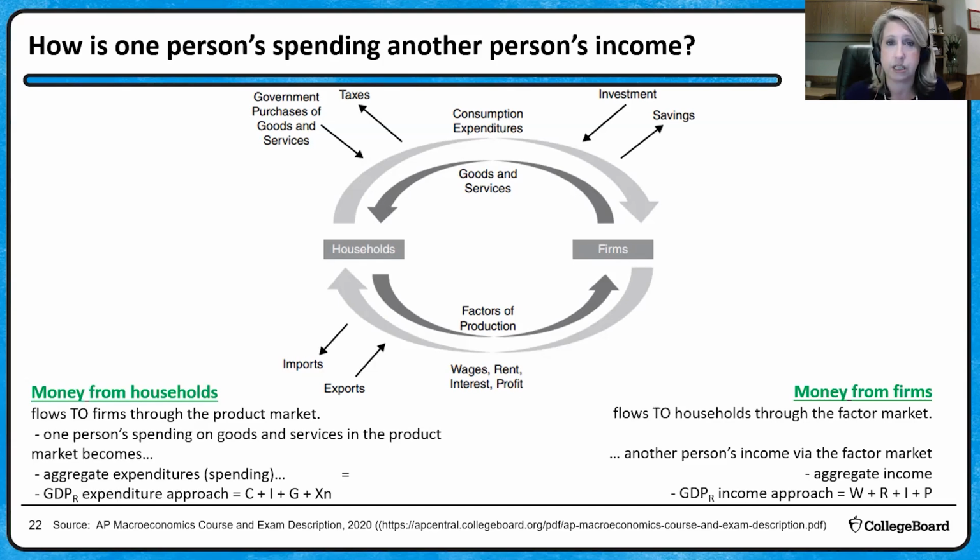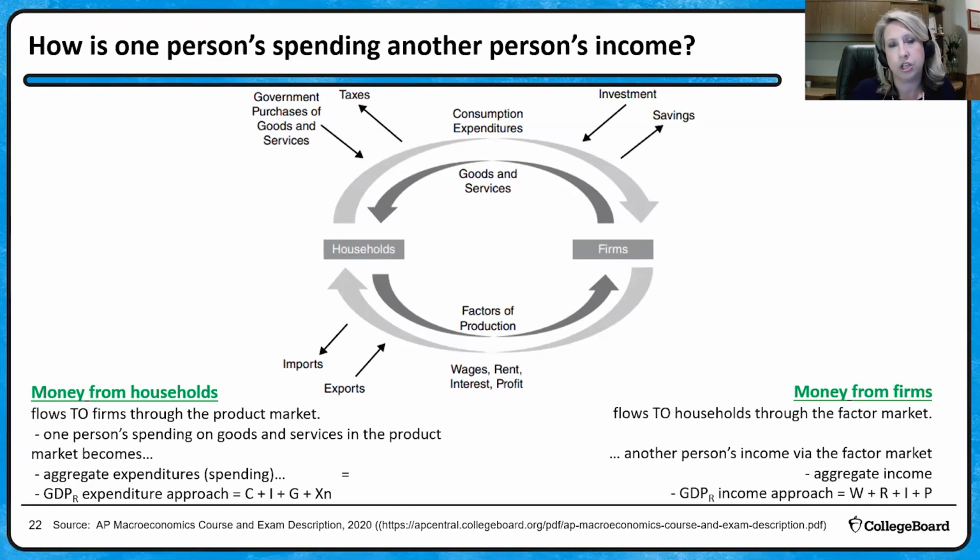And so it's the sum of spending by consumers, spending by firms, spending by the government, spending by foreign purchasers of domestic goods and services minus domestic purchases of foreign goods and services. When we calculate GDP using the expenditures approach, we're doing C plus I plus G plus XN.